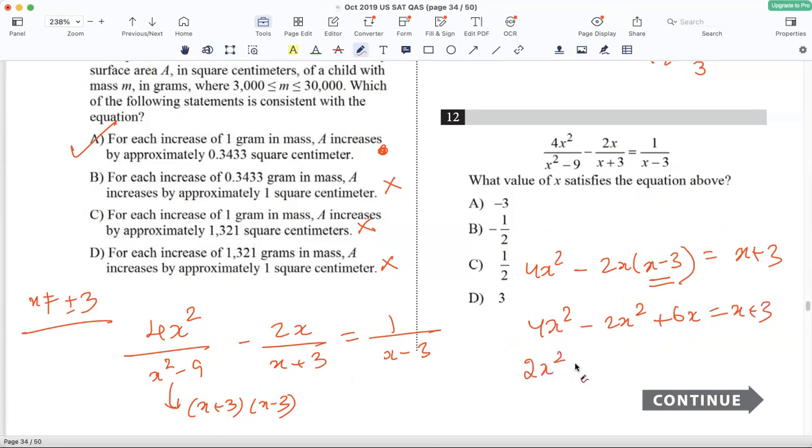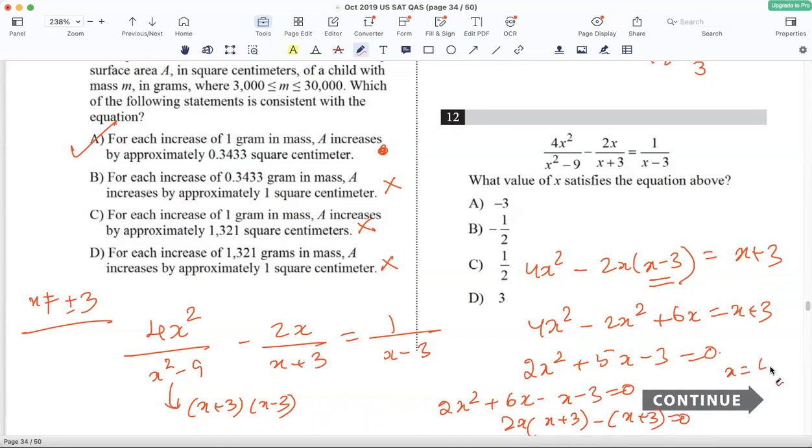So 2x squared plus 5x minus 3 is 0. So 2x squared plus 6x minus x minus 3 is 0. So 2x into (x plus 3) minus (x plus 3) is 0. So x is 1 by 2 and negative 3. Right? So those are the two values I get, but it can't be negative 3. We already saw that. So x has to be 1 by 2, option C.